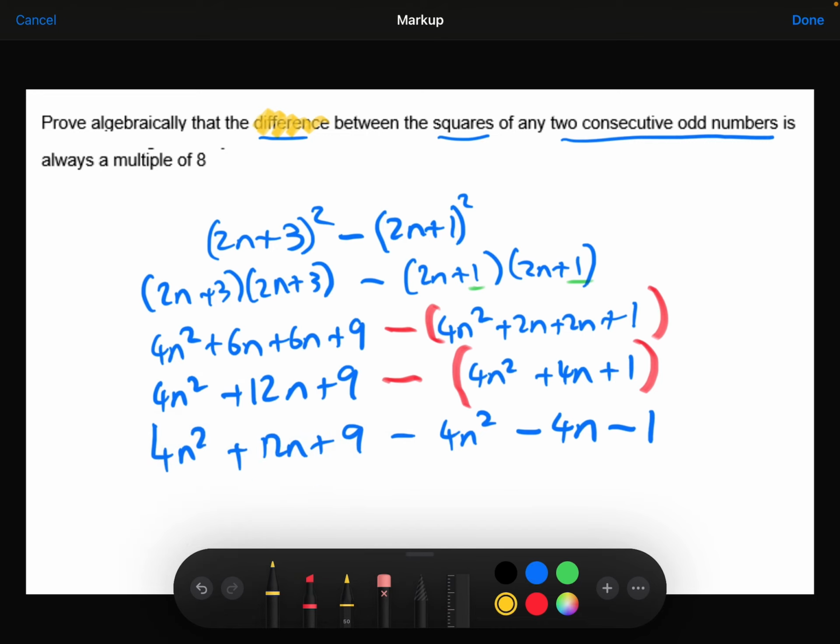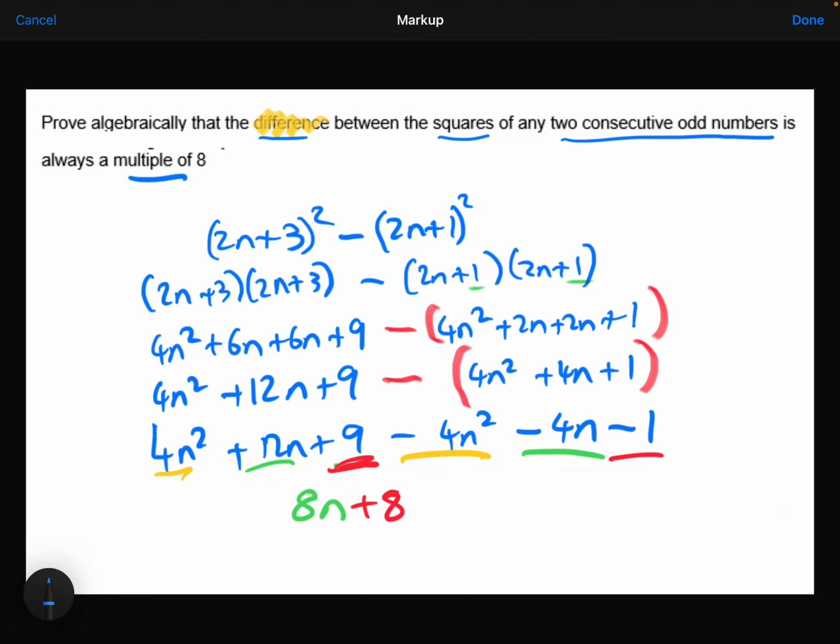Right, so let's do that. The 4n squared minus 4n squared is 0. They cancel out. The 12n minus 4n is 8n. And the 9 minus the 1 is 8. So 8n plus 8 is the difference between the squares of any two consecutive odd numbers.